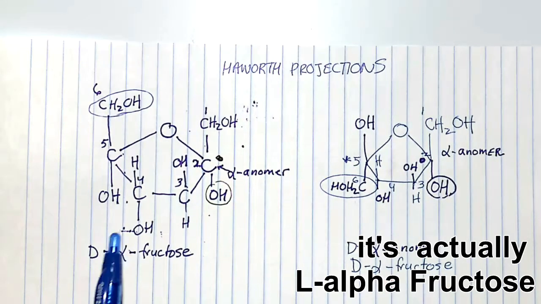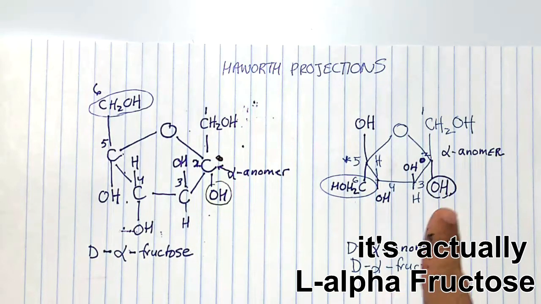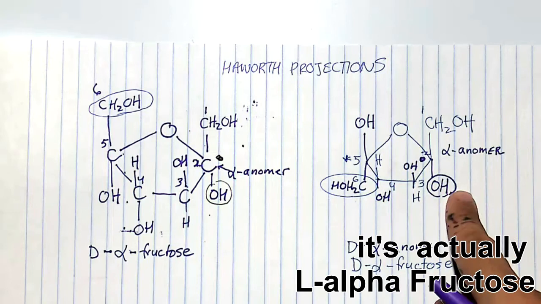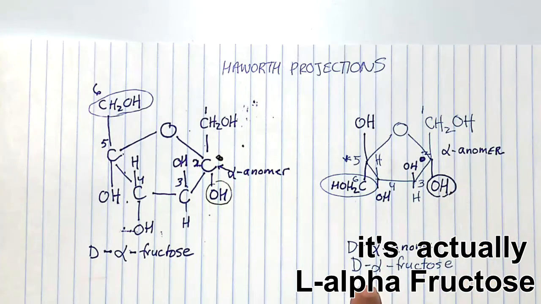Like that I could have a D-beta fructose. I can have an L-alpha fructose. I can have an L-beta fructose. I can have a D-alpha fructose, which I've drawn. I could have a D-beta fructose. What will that look like? The OH will be above the plane of the ring. I can have an L-beta fructose, and an L-alpha fructose. So I have different combinations of fructose.